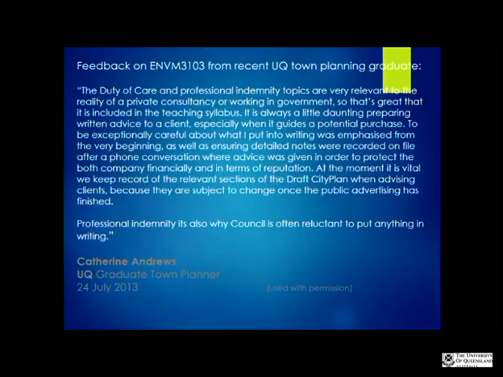Professional indemnity is also why council is often reluctant to put anything in writing. I think that's probably very true. So you often find that council doesn't want to give written undertakings that something is or isn't lawful, because then they might be sued for negligence or for breach of their duty of care.